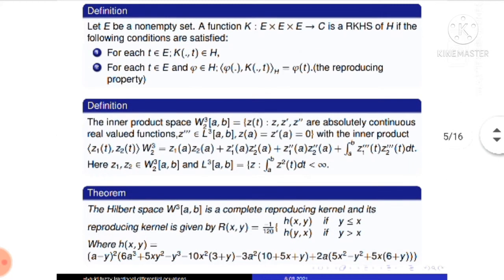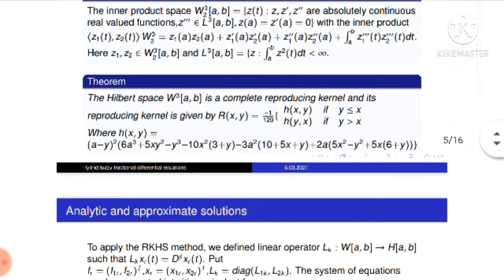An important definition: let E be a non-empty set. A function k from E cross E tends to C is a reproducing kernel of Hilbert space H if the following conditions are satisfied. For each t belongs to E, k of dot comma t belongs to H. For each t belongs to E and phi belongs to H, inner product of phi of dot, k of dot comma t equal to phi of t. This is the reproducing property. Next definition, the inner product space definition, and then reproducing kernel theorem.